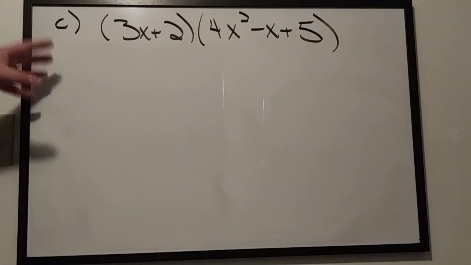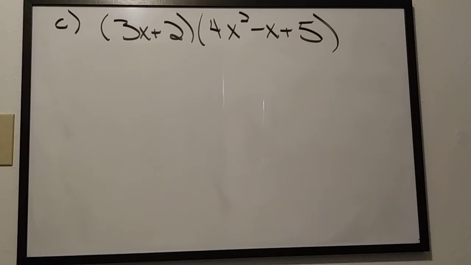Now, sometimes when people learn about foiling, they then say, great, I can use foiling for every problem that's a multiplication problem. Unfortunately, that's not a true statement. So when you look at part C, the first thing you need to be aware of is that this is not a problem that we can FOIL. So let's figure out why we can't FOIL on this problem.